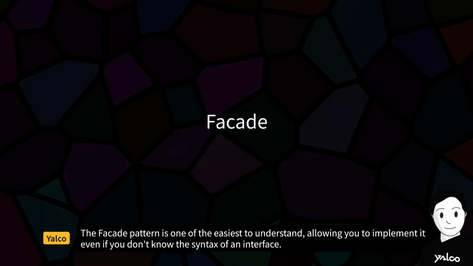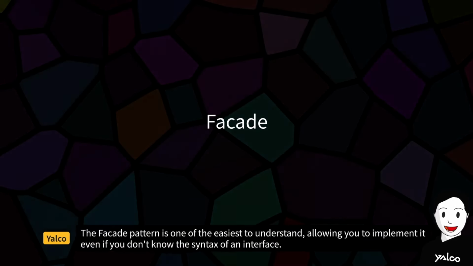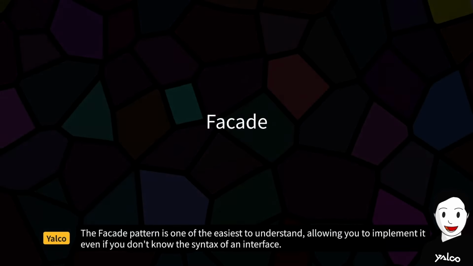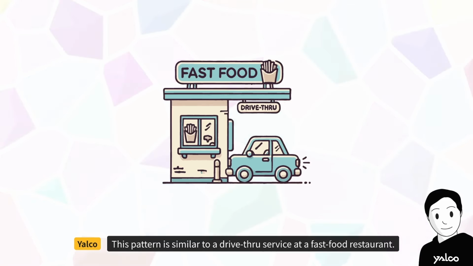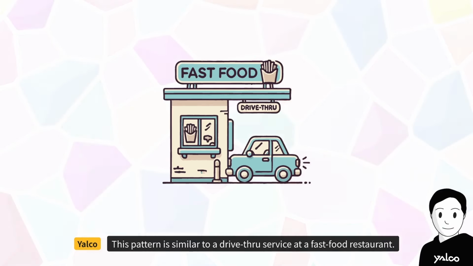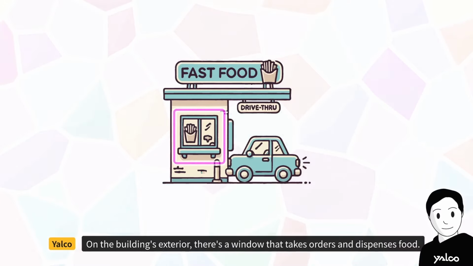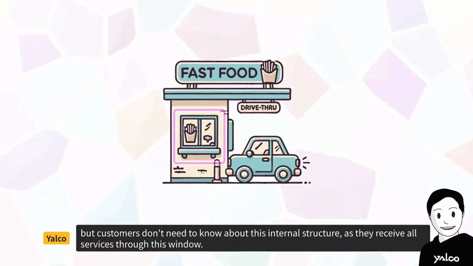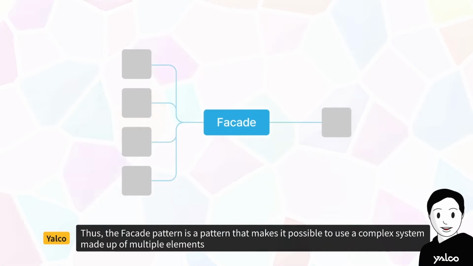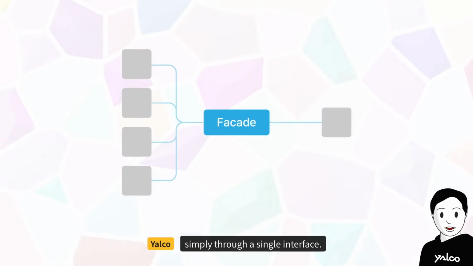The Facade Pattern is one of the easiest to understand, allowing you to implement it even if you don't know the syntax of an interface. Facade is a French term that refers to the exterior of a building. This pattern is similar to a drive-through service at a fast food restaurant. On the building's exterior, there's a window that takes orders and dispenses food. Inside the building, there are various areas for different purposes, such as a cash register, a cooking area, a drink machine, a wrapping station, but customers don't need to know about this internal structure as they receive all services through this window. Thus, the Facade Pattern is a pattern that makes it possible to use a complex system made up of multiple elements simply through a single interface.